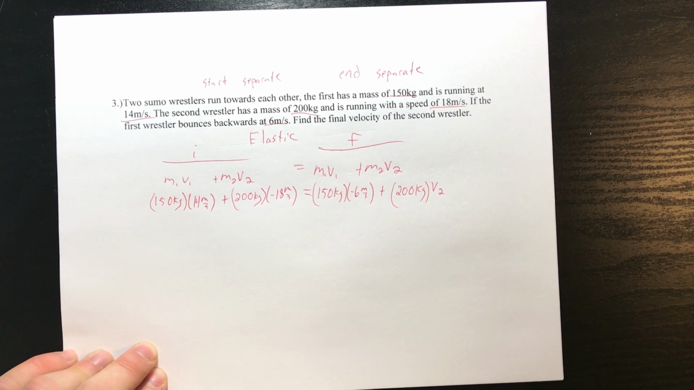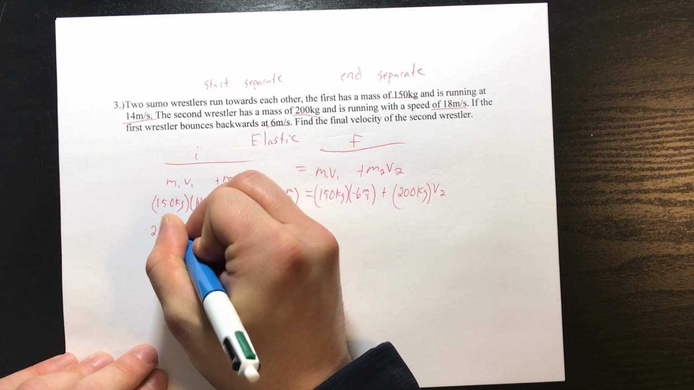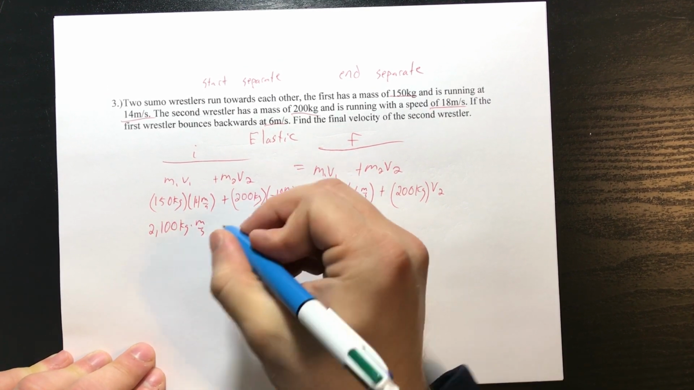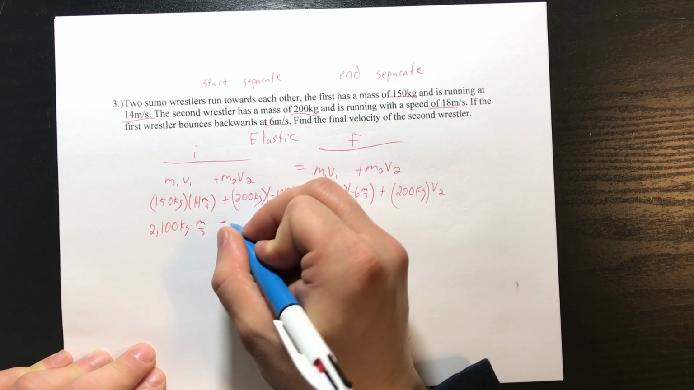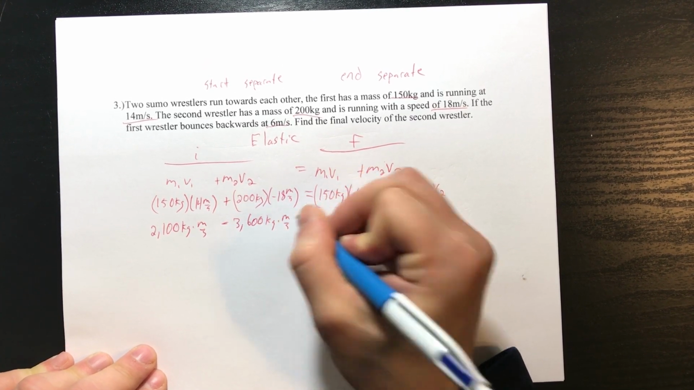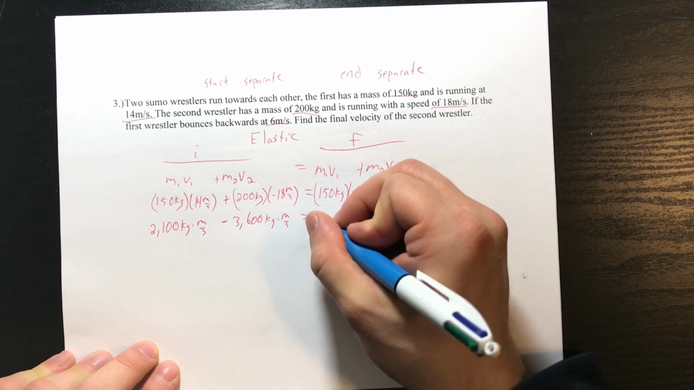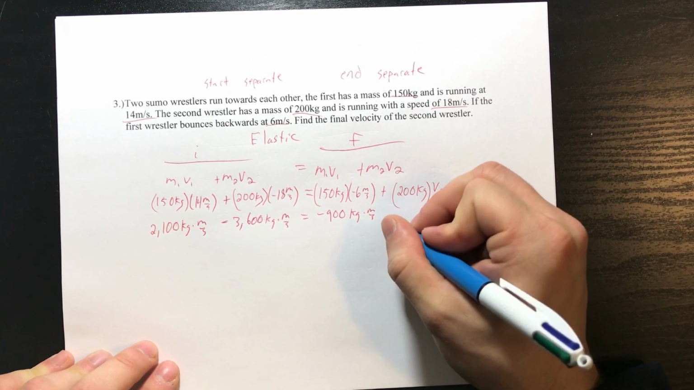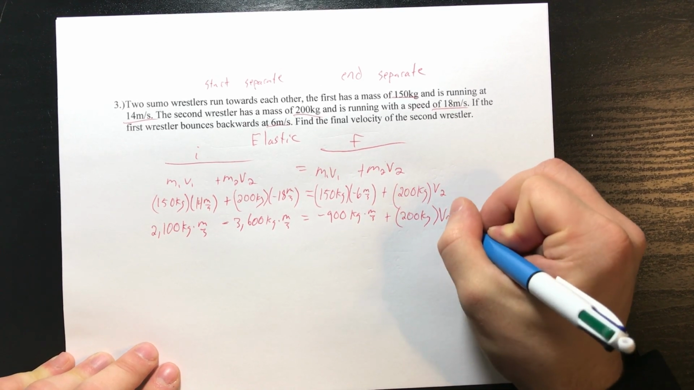If you notice here, first we have to multiply everything together, so you end up getting 2,100 kilograms times meters per second for the initial momentum of the first wrestler. And then since this actually has a negative, this is going to become a subtraction. It's going to be minus 3,600 kilograms times meters per second for the second wrestler. And then on the other side of my equation, I'm going to have negative 900 kilograms times meters per second plus 200 kilograms times v2.